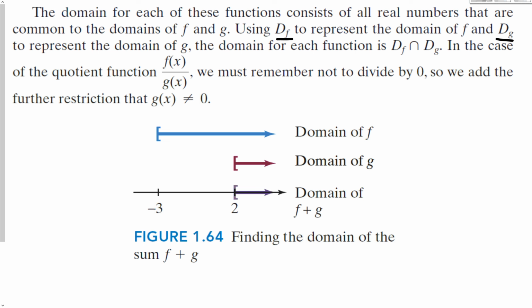So if we take the domain of f, the blue line, and the domain of g, the maroon line, we want to see where they intersect, and they intersect in this region right here. So the domain of f plus g would be where the domain of f and the domain of g intersect.